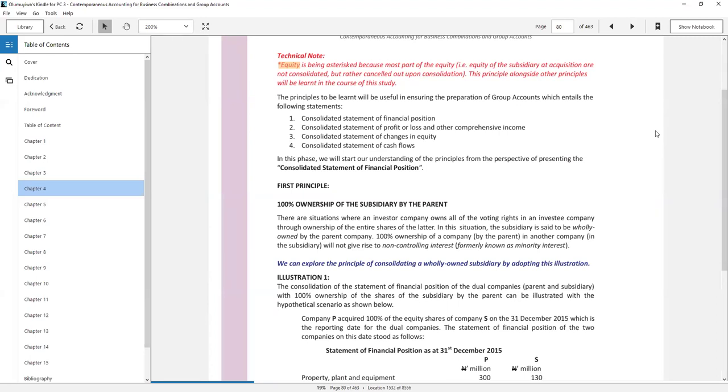The principles to be learned will be useful in ensuring the preparation of group accounts, which entails the following statements. 1, consolidated statements of financial position. 2, consolidated statements of profit or loss and other comprehensive income. 3, consolidated statements of changes in equity. 4, consolidated statement of cash flow. In this phase, we will start our understanding of the principles from the perspective of presenting the consolidated statement of financial position. First principle, 100%.